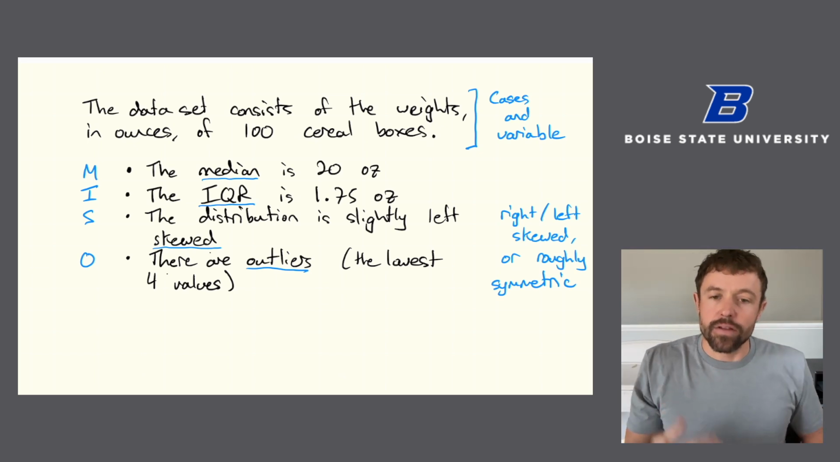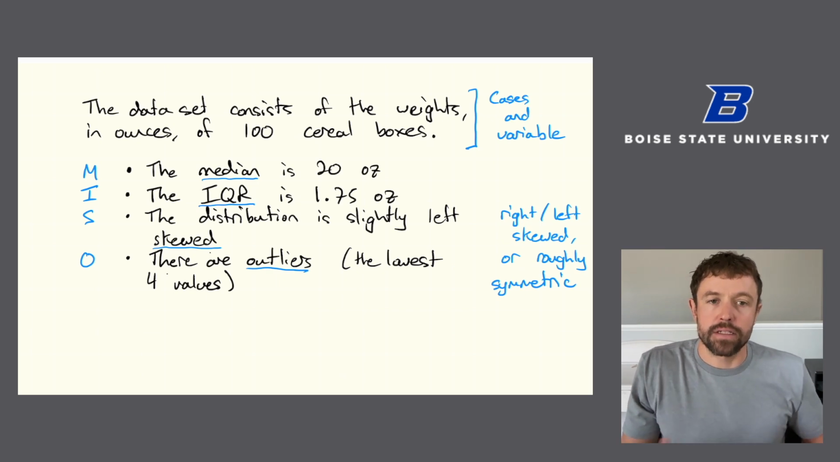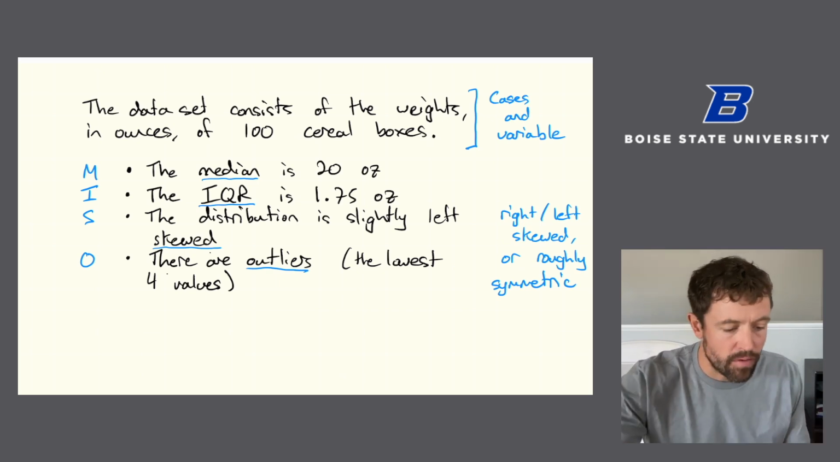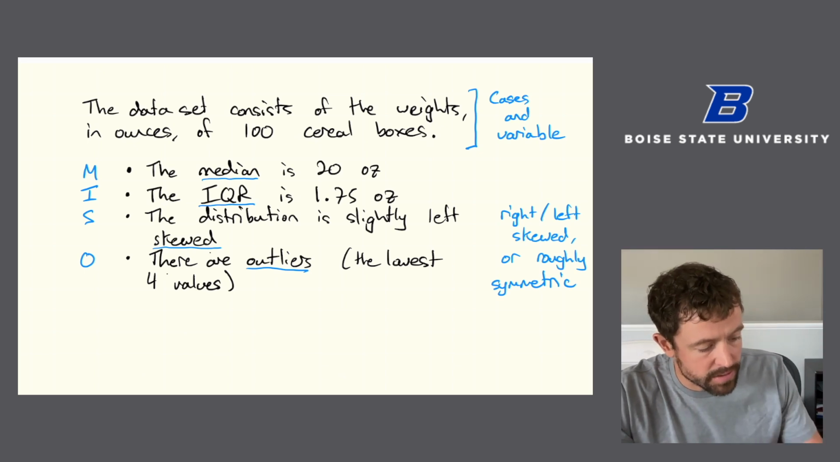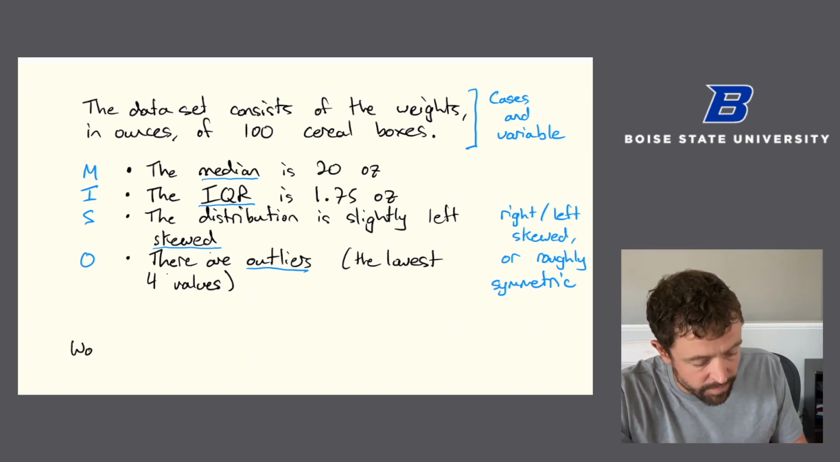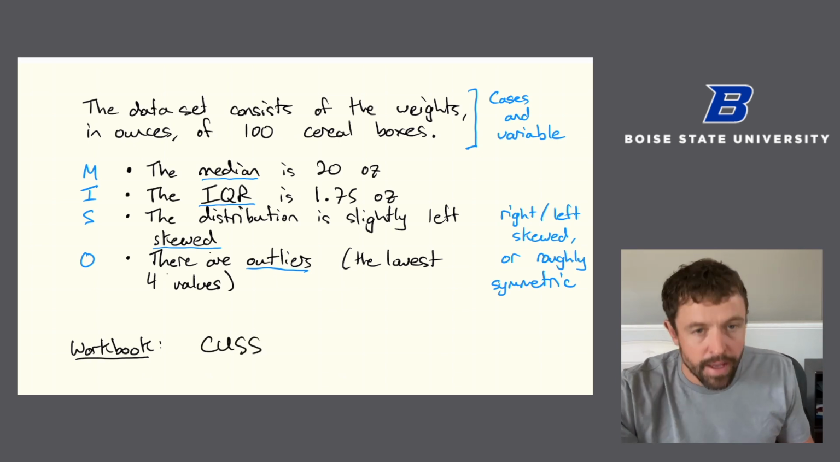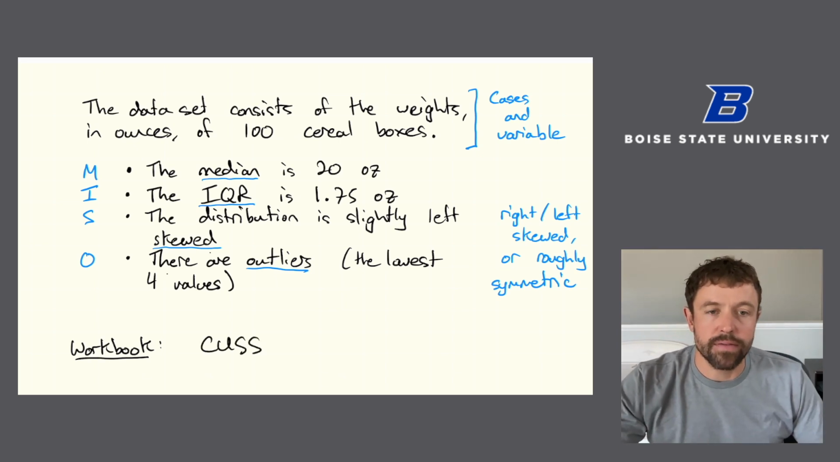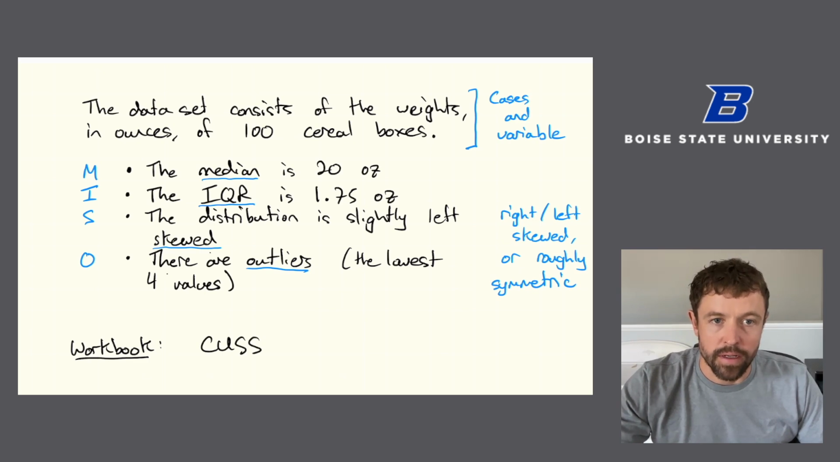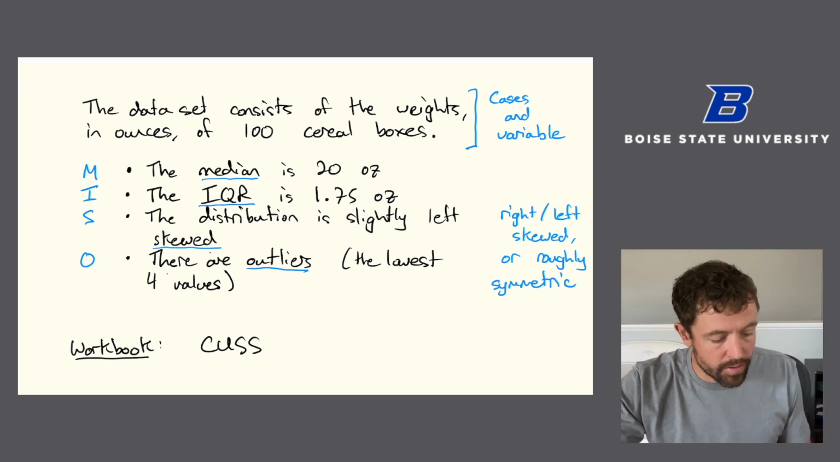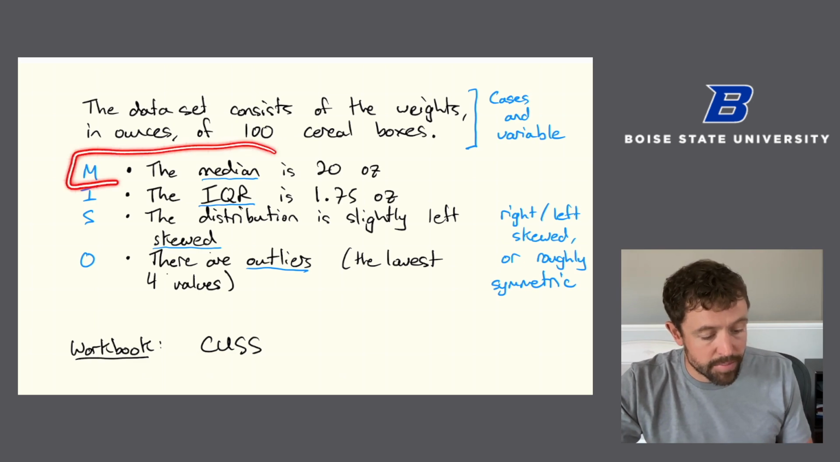All right, so the final thing I wanted to say was connect this to the workbook. So in the workbook, you may have noticed that there's this mnemonic CUSS. And I just want to point out that what I've said here is not different from the workbook. It's just a bit more specific and more organized. So in the mnemonic CUSS, C is for center. And so here I gave the median as a measure of center.